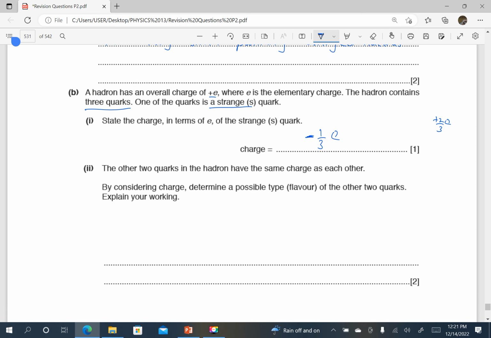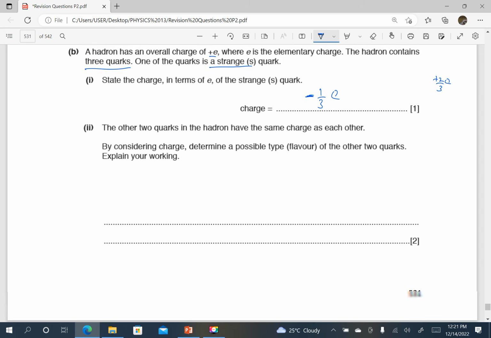The other two quarks in the hadron have the same charge, so I'll call their total charge twice q. By considering charge, determine a possible type of the other two quarks. Since the other two quarks are of the same charge, their charge is going to be twice q plus the charge of a strange, which is -1/3e. This should give us positive e.